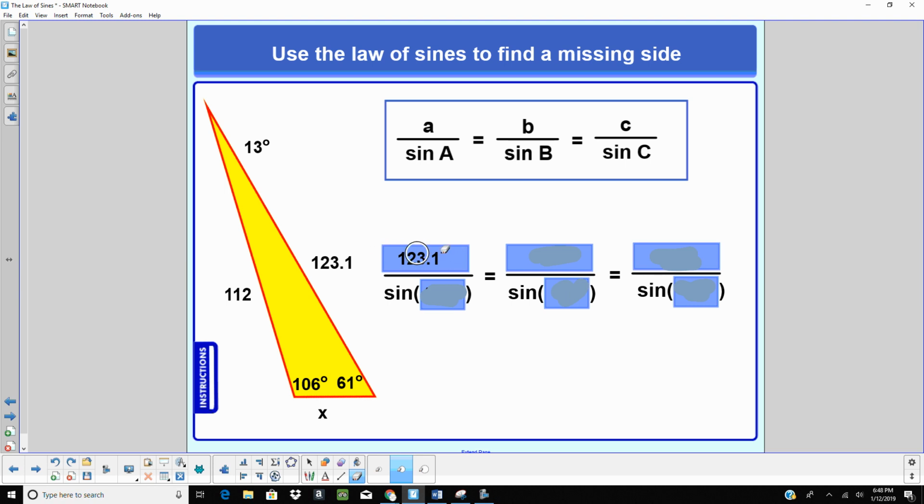So the side of A is 123, and the angle opposite is 106. X, the angle opposite that is 13. And for the side of 112, the angle opposite that is 61.